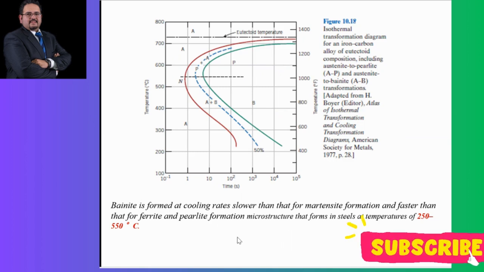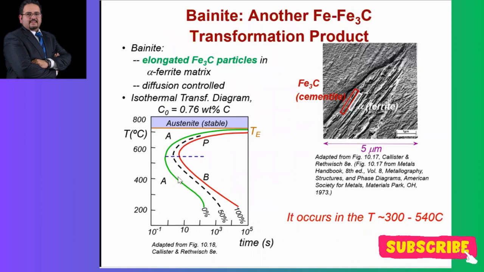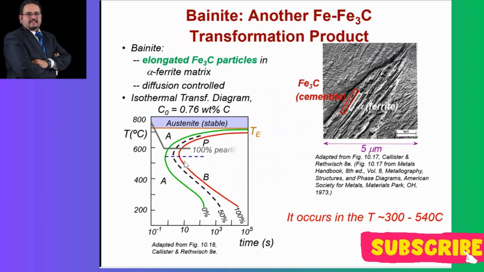Students, one other thing, if I try to show you this diagram, I will come to this in a bit. This is the 540 temperature boundary. If you are cooling in this region above, that goes to 100% pearlite. But if it goes to this structure, that gives you 100% bainite.